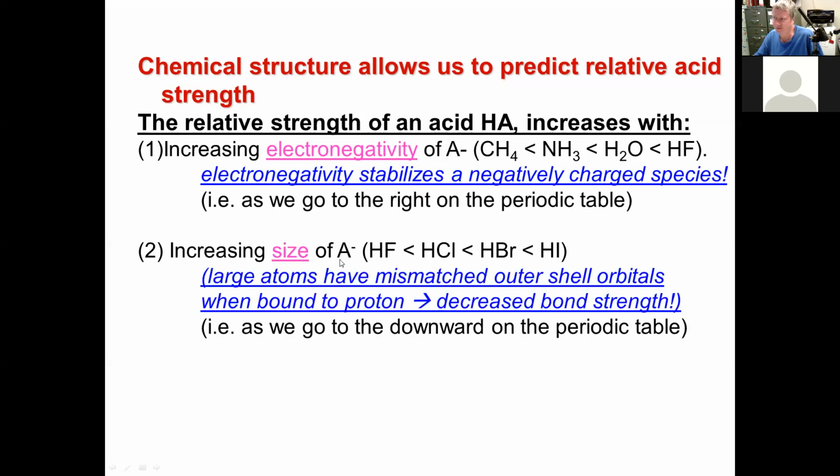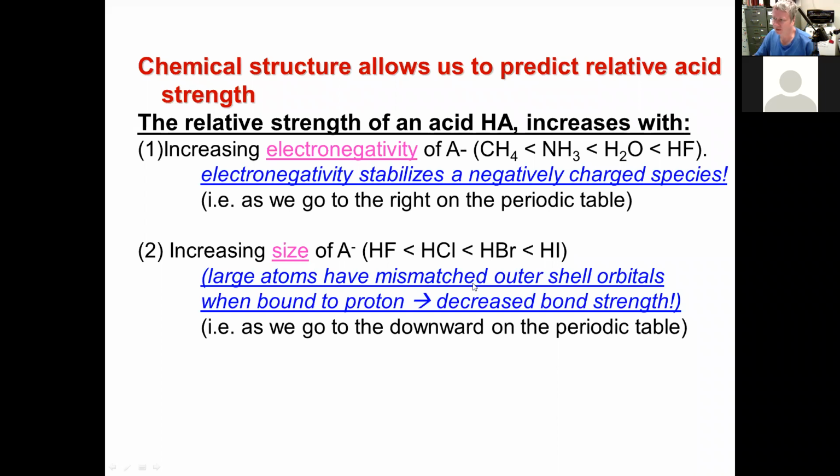Increasing size of A minus will also increase acidity. So as you go down on the right side of the periodic table, I realize that usually I teach in a big lecture hall and we have a periodic table so you can see it, but I don't have that in my lecture notes. It might be good to have a periodic table from time to time that you can see. But as you go down the periodic table, HF, HCl, HBr, HI, you also increase the acidity. So HI we just saw is the most acidic one on that table, certainly.